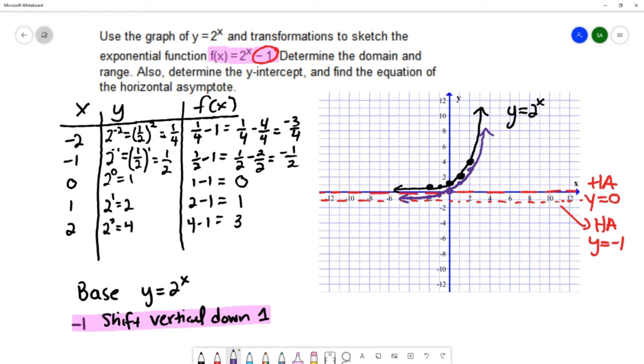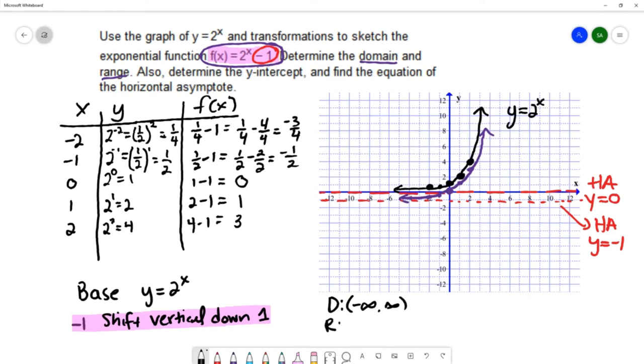So we have graphed the function f of x equals 2 to the x. We also want to find the domain and range. So the domain of every exponential function is negative infinity to infinity, all real numbers. So even when we do transformations on it, it will still have that domain.